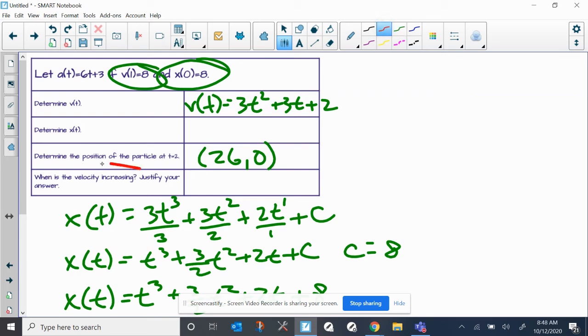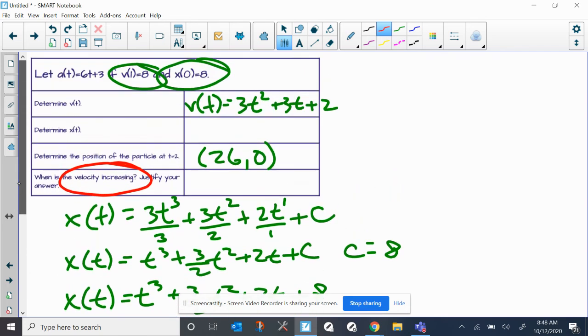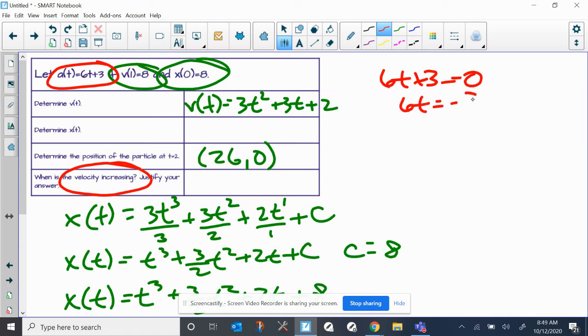When the velocity is increasing, that's when the acceleration, the slope of velocity, is positive. So I'm going to look at my acceleration equation, which is the one that was given to me. So I'm going to say 6t plus 3, and I'm going to set it equal to 0. Subtract 3 from both sides, and then divide by 6, so t equals a negative 1/2.